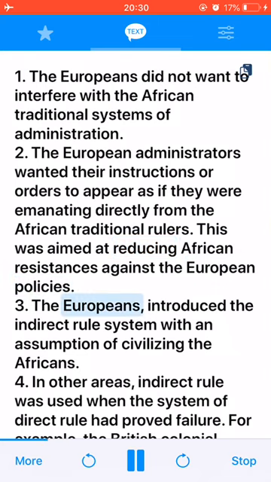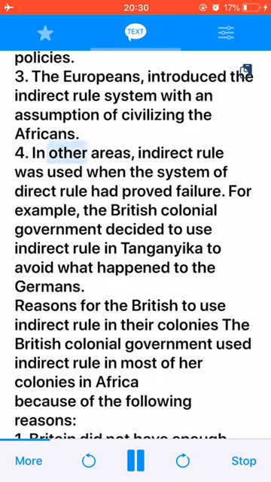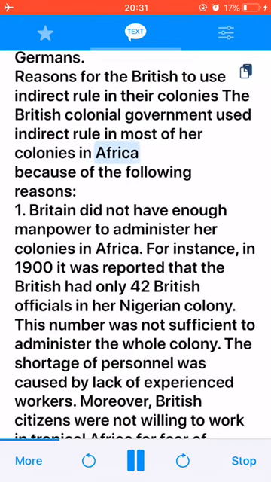3. The Europeans introduced the indirect rule system with an assumption of civilizing the Africans. 4. In other areas, indirect rule was used when the system of direct rule had proved failure. For example, the British colonial government decided to use indirect rule in Tanganyika to avoid what happened to the Germans. Reasons for the British to use indirect rule in their colonies. The British colonial government used indirect rule in most of her colonies in Africa because of the following reasons.